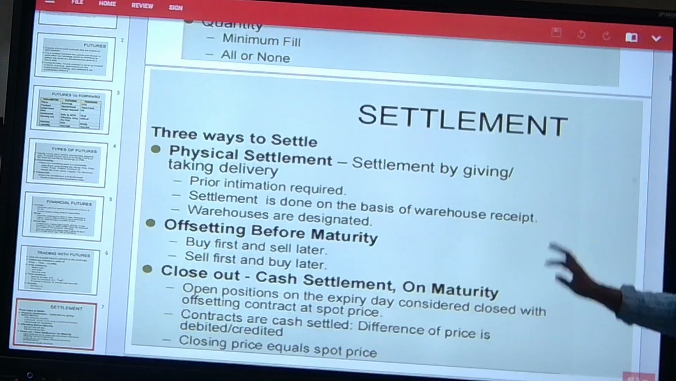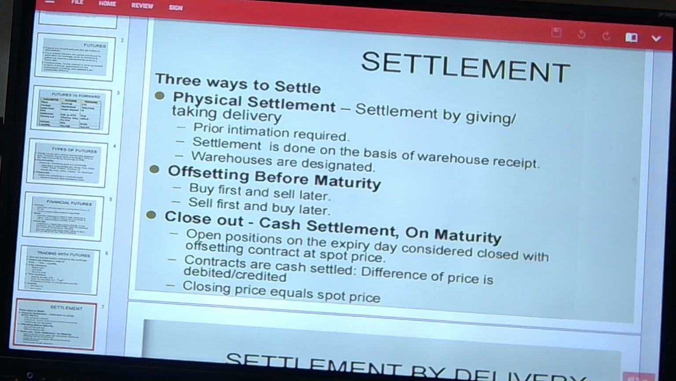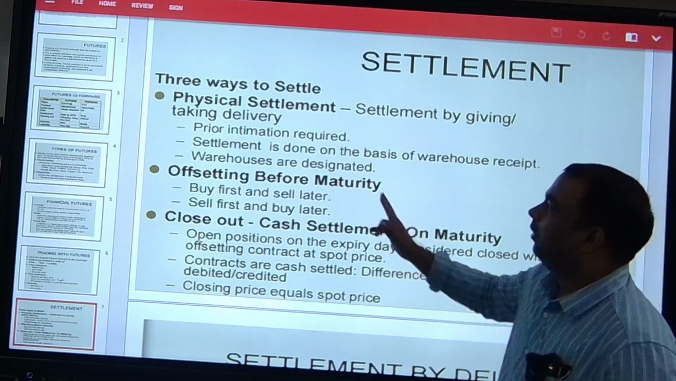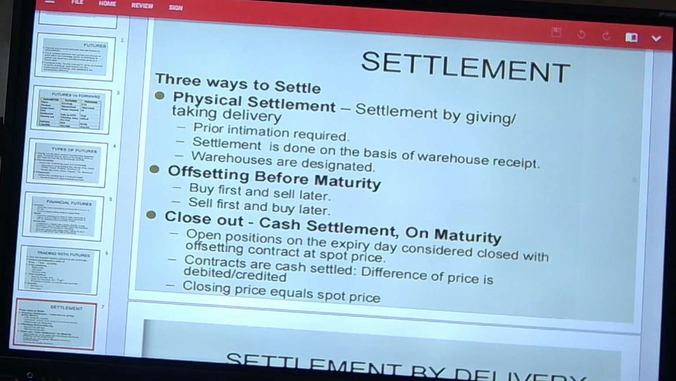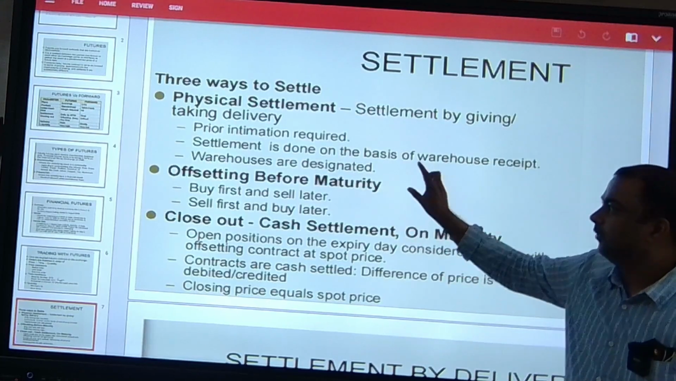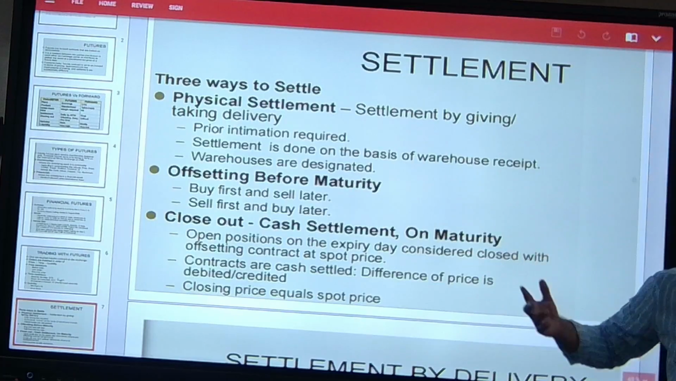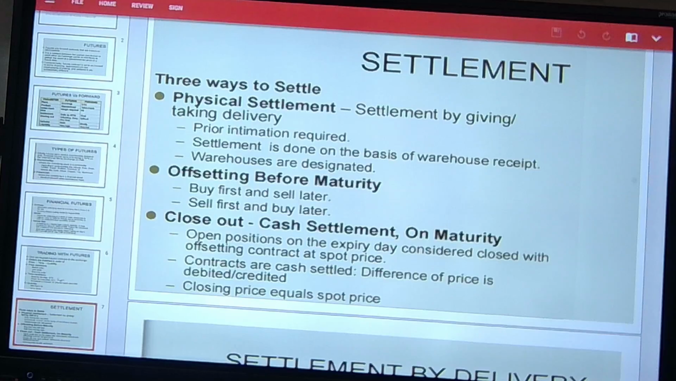Settlement. If you are talking about settlement, there are three ways to settle. First is physical settlement, settlement by taking and giving delivery. Generally we have physical settlement in commodities. For this you have to intimate the exchange beforehand for the delivery, and the exchange will intimate the seller or buyer. The information goes to the warehouse, and the warehouse delivers your product.